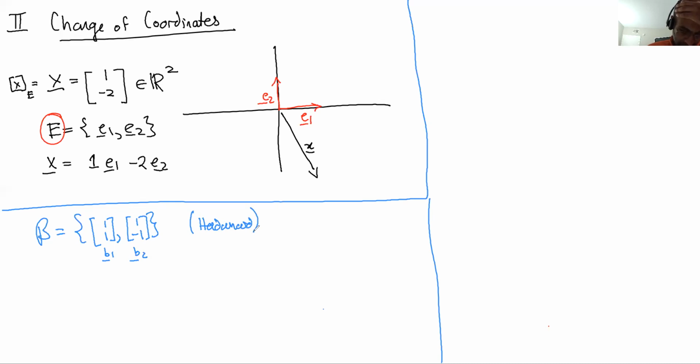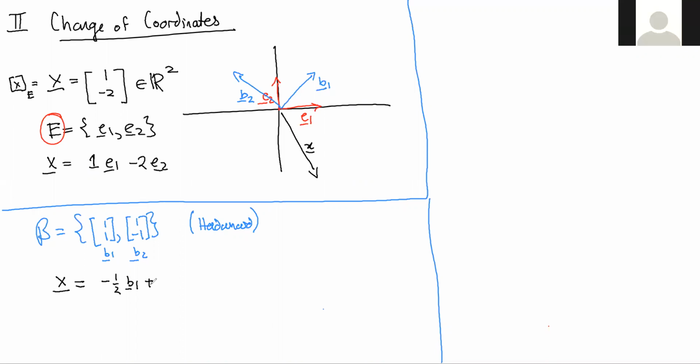Now let's plot this basis. So here B1 kind of looks like this, and B2 looks like this. So it's a different basis of R2. But because it's a basis, I can represent x as a linear combination of these basis vectors. And I did this before using row reduction, and I got this linear combination.